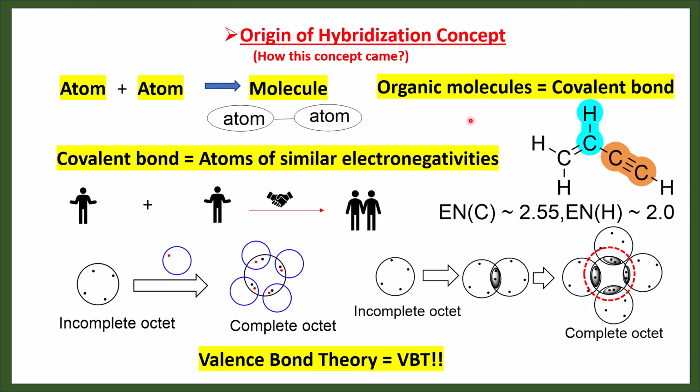But in the case of organic molecules, as they are mainly composed of carbon and hydrogen, this bond can be a covalent bond, because a covalent bond is formed by atoms of similar electronegativity. We could see that the electronegativity of carbon is nearly 2.55 and hydrogen is nearly 2.